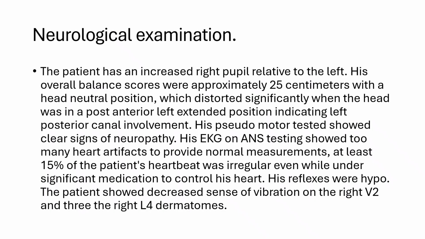So when we did the autonomic nervous system testing, we laid him down, hooked up an EKG, put on pulse oxes and blood pressure cuffs on all of the extremities, and then had him do some things to stress him out. So grip, bear down, tilt him up on the table, and so forth. On my machine, his heart was too irregular to get normal measurements. So there was a pretty significant irregular heartbeat. Based on the EKG, at least 15% of the patient's heartbeat was irregular.